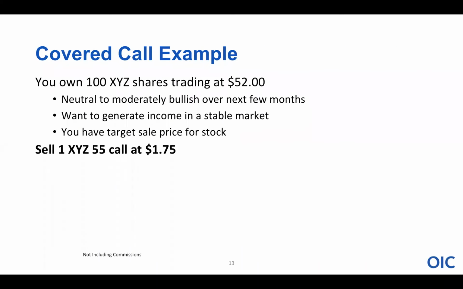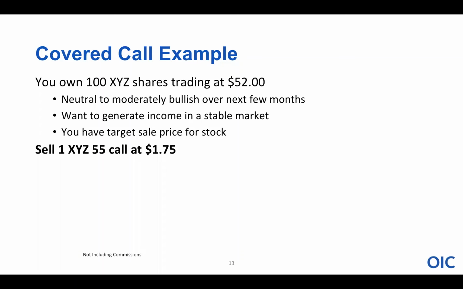All right, so let's take a look at an example. We own 100 shares of XYZ. This is OIC's favorite fictitious company. If a company ever decides to go public and use XYZ as their trading symbol, we're in a lot of trouble because we have tons of content that we're going to have to redo. But until that time, we can use this example.